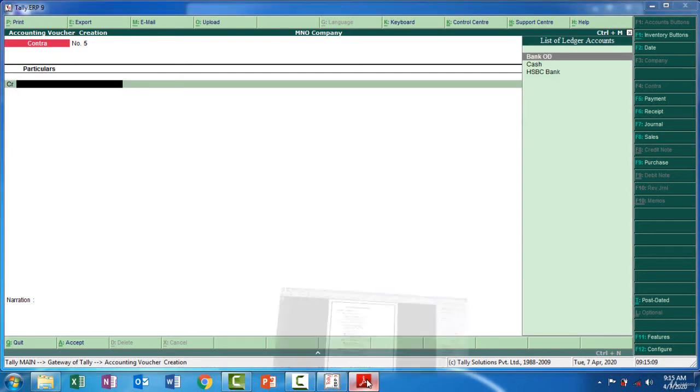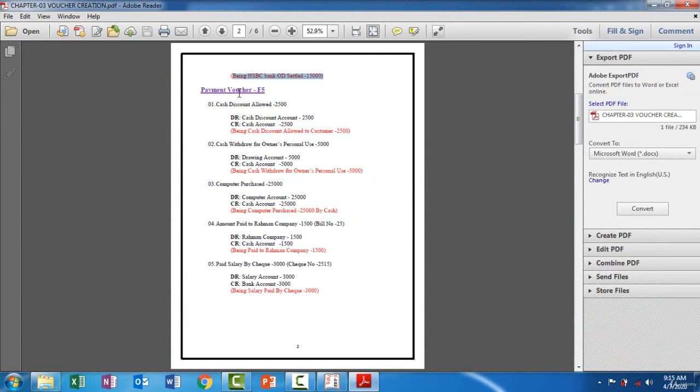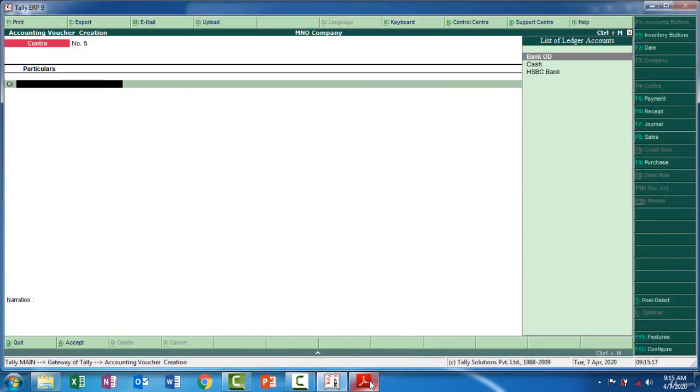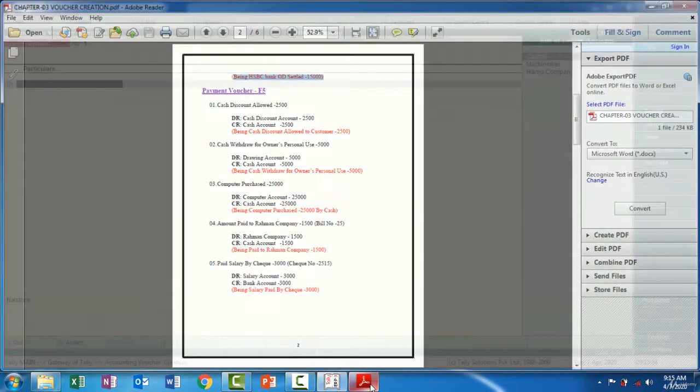So the next one is payment voucher. If we want to activate the payment voucher, we need to press F5, or we need to click here the payment voucher. So in the payment voucher, first debits we have to enter, then credit. So now we are going to look at the first transaction of the payment voucher.